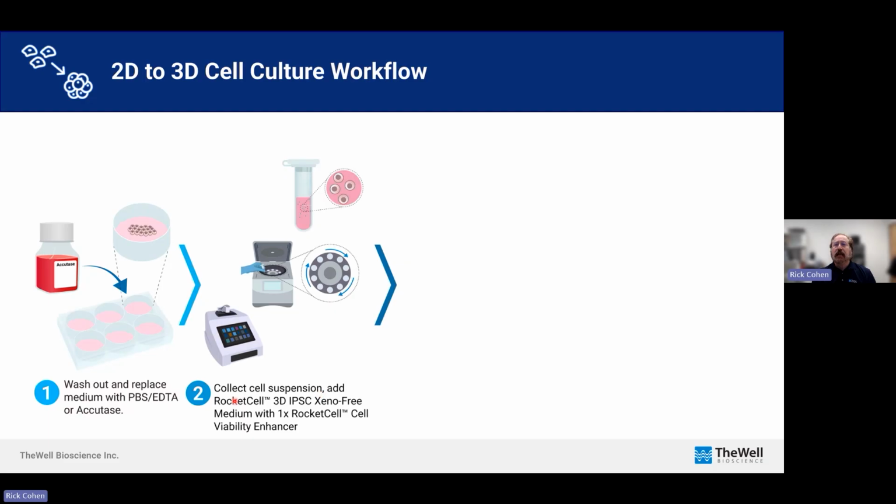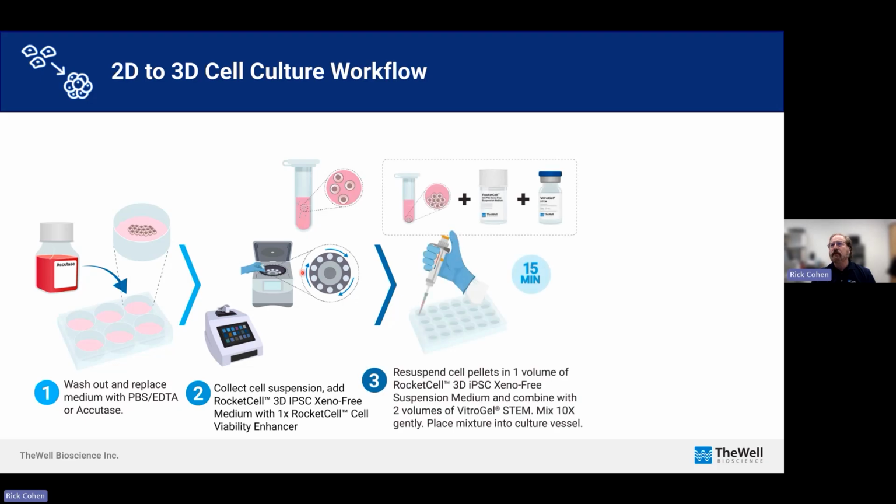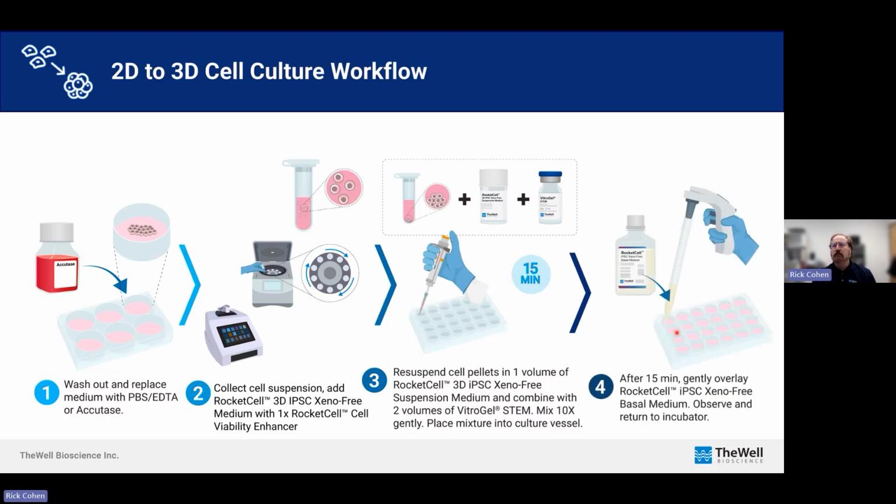Collect your cell suspension, and you would add equal volume or more of the 3D iPSC Xeno-Free medium with 1x RocketCell cell viability enhancer. So that's going to help them survive the process of centrifuging and counting. Create a pellet like before with thawing. Combine it with the suspension medium. So now you have your suspension medium with 3x of the viability enhancer, and then you combine that with 2 volumes of the Vitrogel stem, place it in each well, wait 15 minutes, and overlay with media. So if you can do the thawing step, you can do the 2D step.